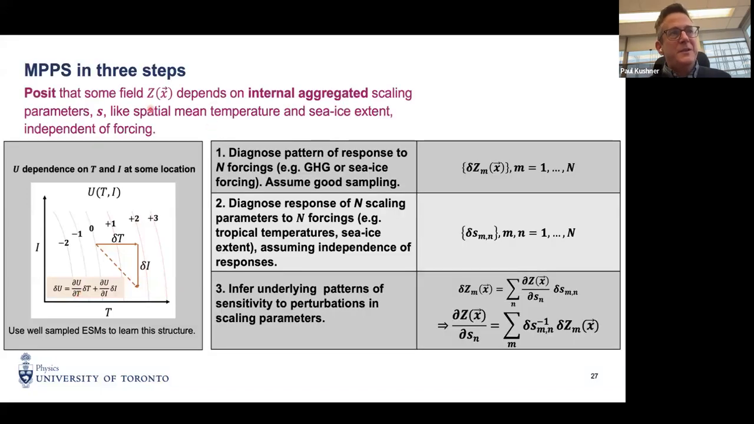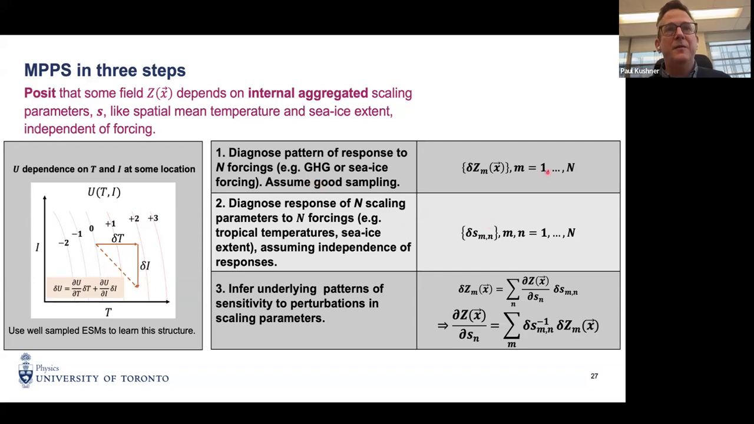So the three steps to this are that we posit that a given field depends linearly on internal scaling parameters, at least locally linearly in this kind of parametric representation. And we have choices of these parameters, and that's the key point. We can choose global mean temperature, we can choose sea ice extent, we can choose different variables. And that this dependence is intrinsic and it's independent of the nature of the forcing, of what took you from this initial state, which was colder and had more ice, to a final state that was warmer and had less ice. But we can estimate these from the simulations we have.